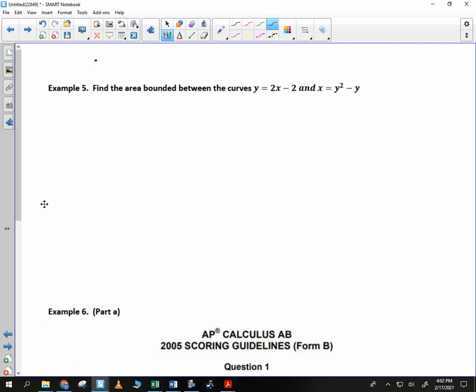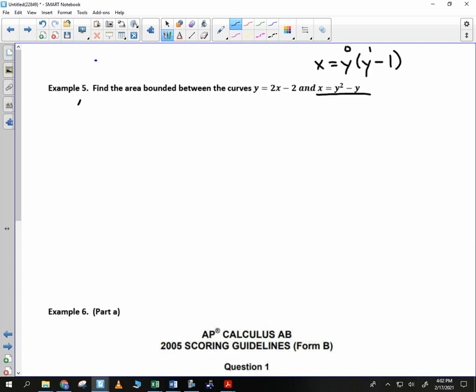y equals 2x minus 2 and x equals y squared minus y. So what's important to notice about this is it's a parabola, but it's a sideways parabola because it's x equals. Now, some of you maybe remember we covered this during our distance learning last year in March. If you don't remember, it's not that big of a deal. Just know that if it's x equals, it's horizontal. Instead of going through the x-axis, it goes through the y-axis at 0 and 1.